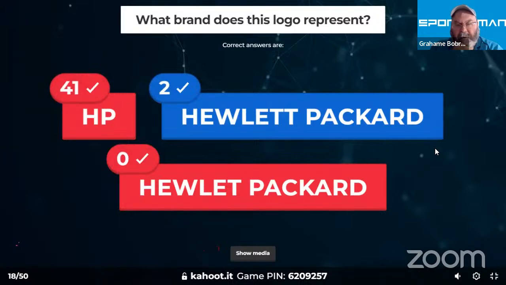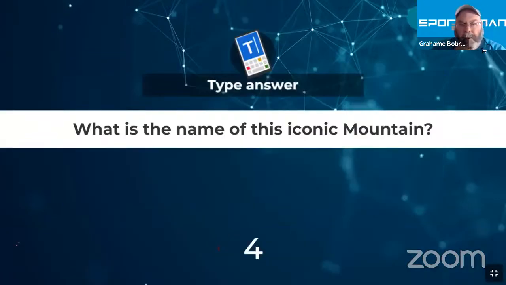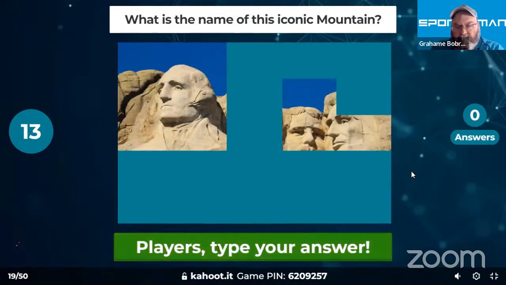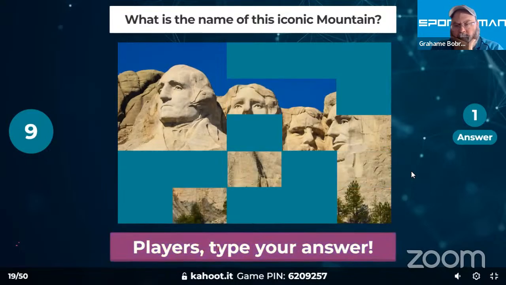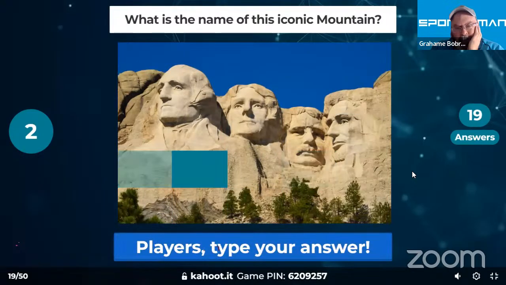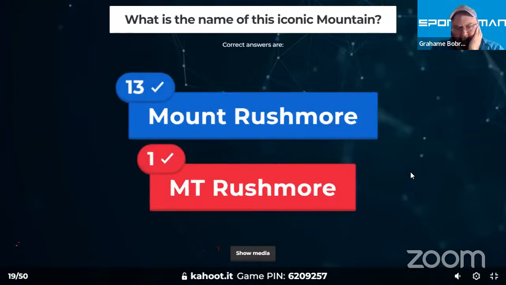HP or Hewlett Packard was the correct answer. Well done. 41 of you getting it right. 43 actually in the end. And same as it was. Next one, number 19. What is the name of this iconic mountain? Mount Rushmore, 13, 14. Tough question for some, I think.